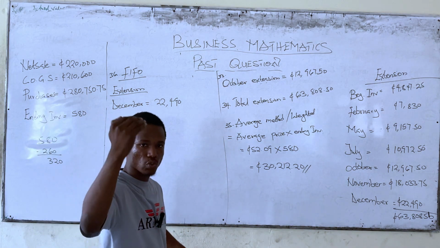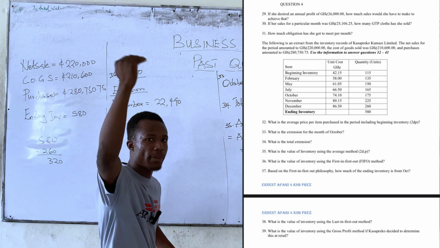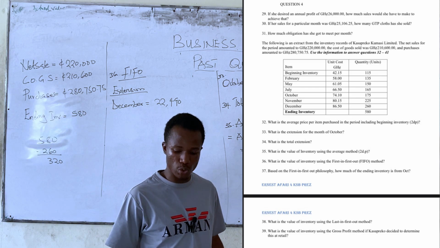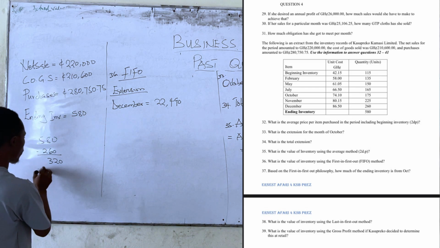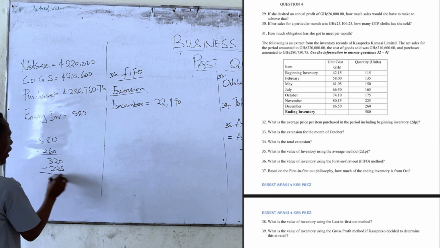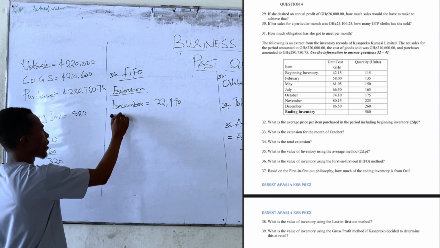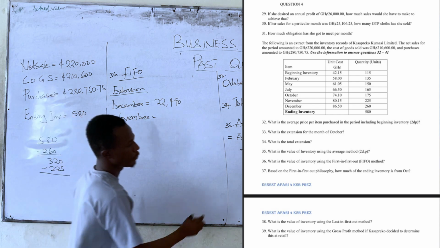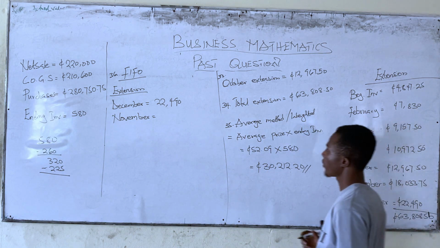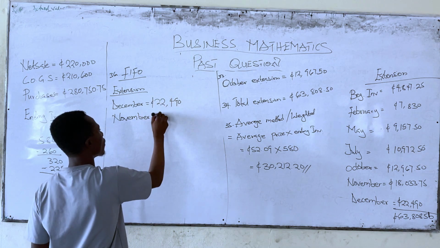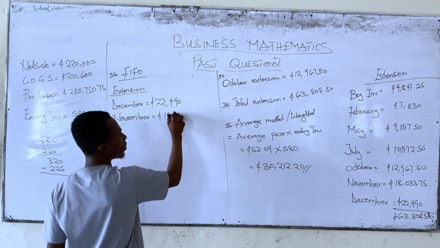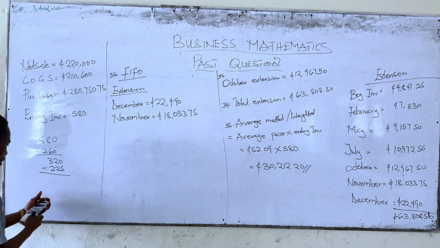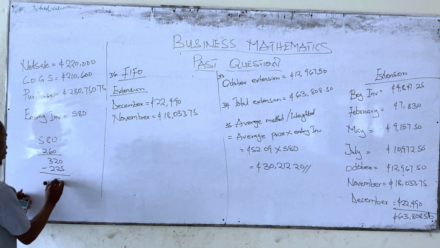So from December, we move on towards November, right? So we are going up like that. So we don't have anything left. I hope you get it. So for November, we are going to use 225. And you know, 320 is more than that of November. So for November, we are going to use the full extension there. The full extension is what? 18,033.75. Okay. So now when you take 225 here, you are left with 95.